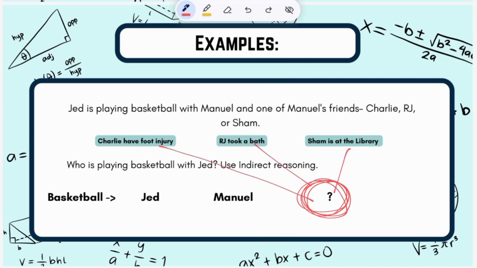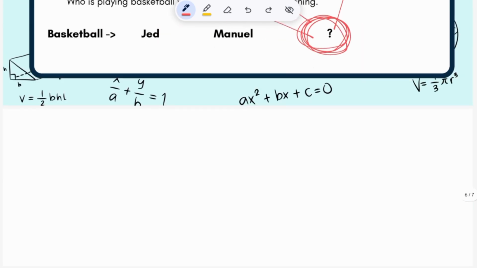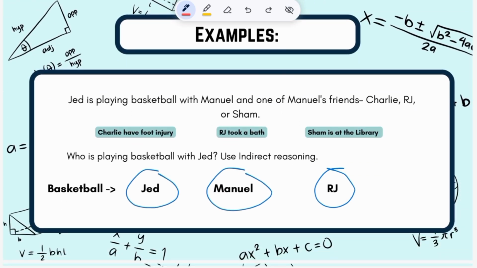So Charlie has a foot injury. So it couldn't be Charlie, because how could he play if he had a foot injury? Next we have Sam. Sam is at the library. So it couldn't be Sam. So using indirect reasoning, we have RJ. RJ took a bath. So it could be RJ who is playing with Jed and Manuel. So yeah, we have RJ, Jed, and Manuel playing basketball. We used indirect reasoning.